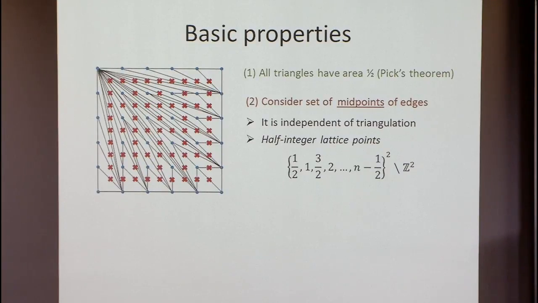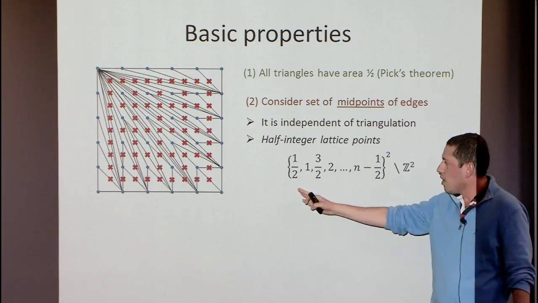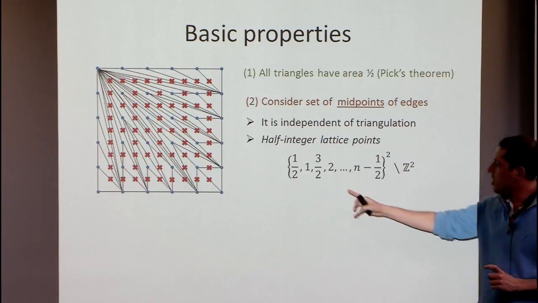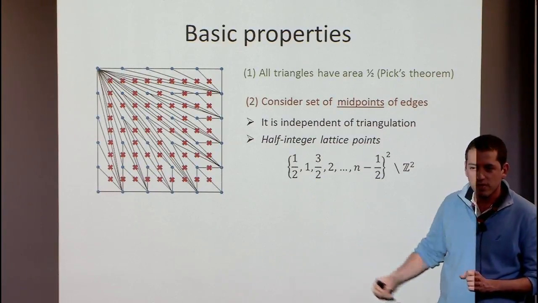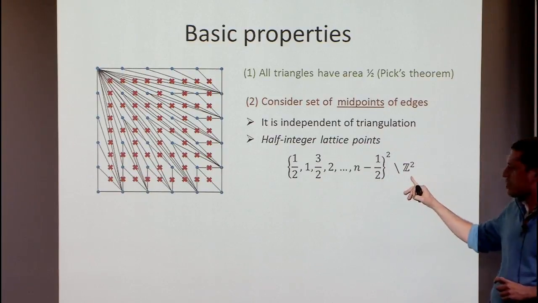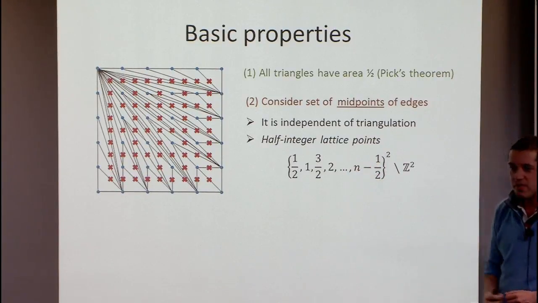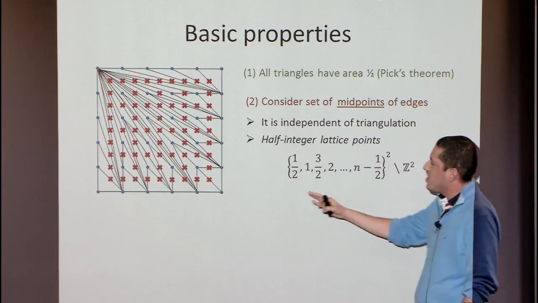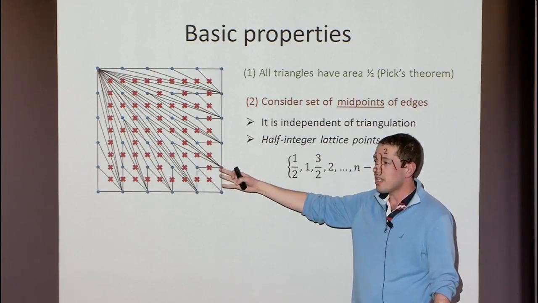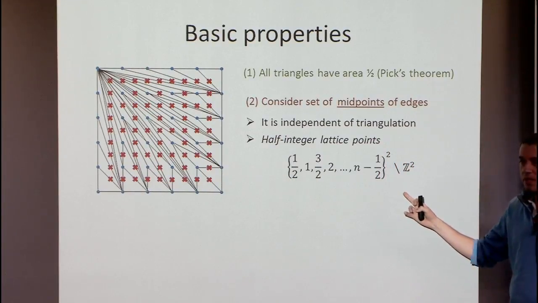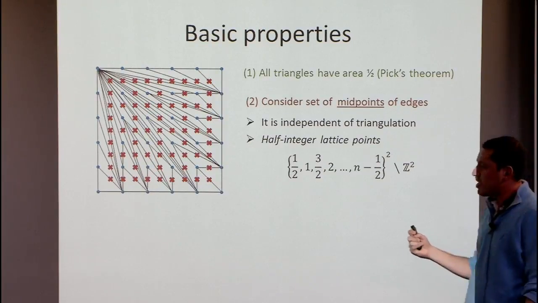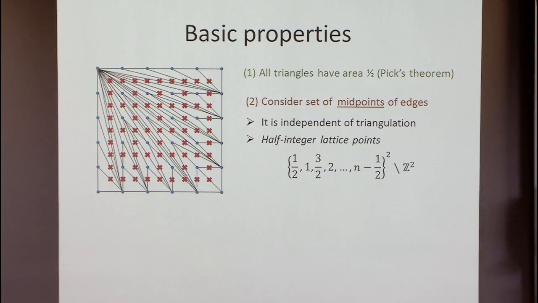And the set of midpoints is just described by this set, which is the set of points on the plane for which the coordinates are either integer or half integer. But both coordinates cannot be integers, right? Because those are points of a point set. And to see that any edge of a lattice triangulation must have its midpoint in this set: the endpoints of the edge are integer points, so the midpoint has to be a half integer.